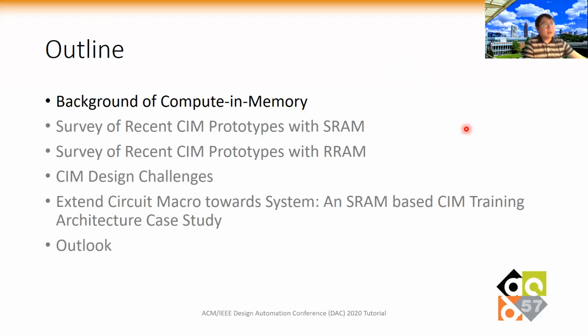All right, so this is the outline of my talk. First, I will briefly go over the background of the computing memory. Then we will talk about some prototypes in SRAM and also RRAM. Then I will talk about the overall design challenges in the computing memory. And then I will briefly talk about how to extend a circuit level macro towards a system.